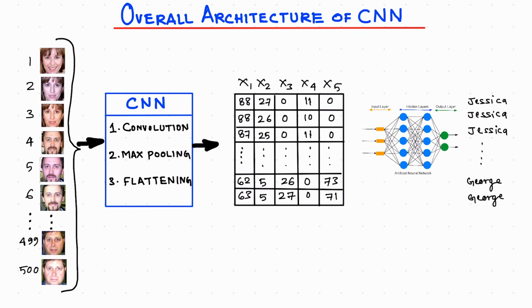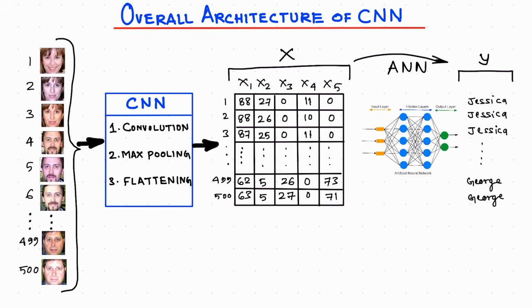The CNN model generates a numeric representation of each of the images. These number inputs are the X, and the name of each person is Y. A classification neural network is used to learn this data.